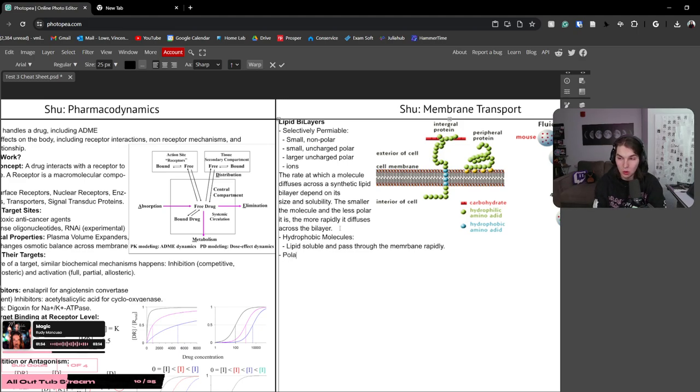We then have polar molecules. These do not cross the membrane rapidly.